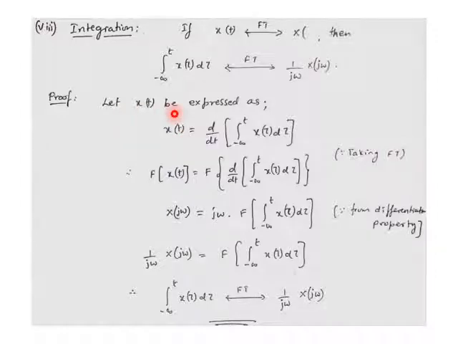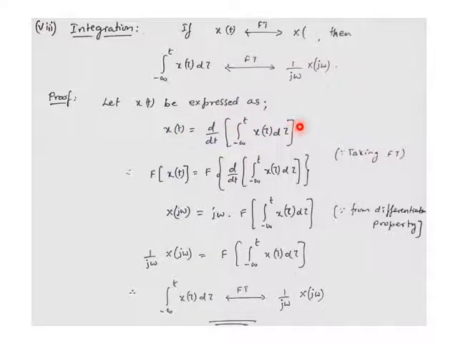By taking up the expression of x of t, we are going to write it as d by dt of the integration from minus infinity to t of x of tau d tau. If you look at this, we have differentiation and integration. They are opposite to each other, so we can take them out together. What is remaining is x of t. That is how we express x of t in terms of differentiation and integration together.